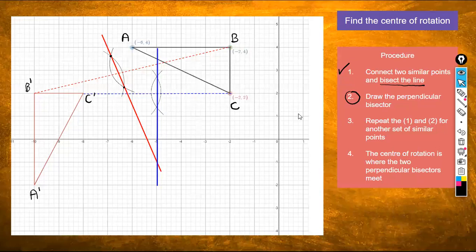You all notice that the red and blue lines, the solid lines, meet at a common point. That point is how much? That point is -5, -1. Look at it: -5 on the x-axis, -1 on the y-axis. That is your center of rotation. So basically, you're connecting two similar points and bisecting it, and you're repeating that procedure. Where the two lines meet will be your center of rotation.